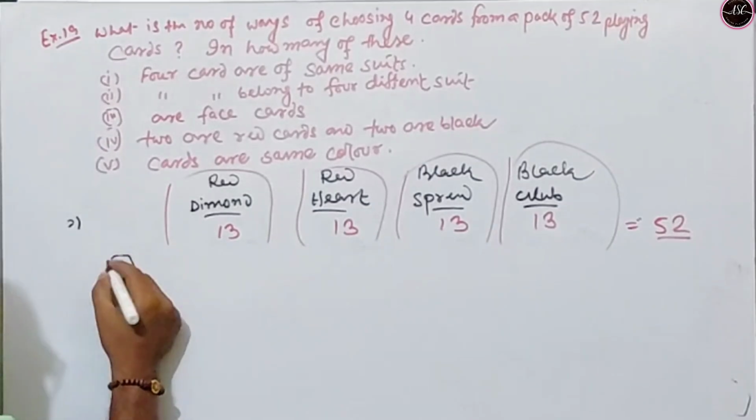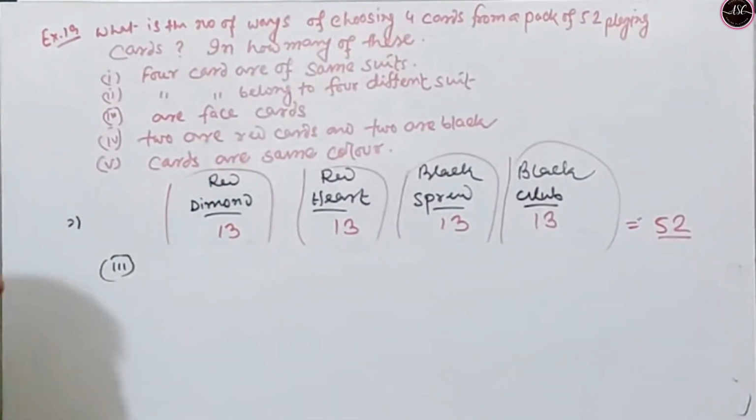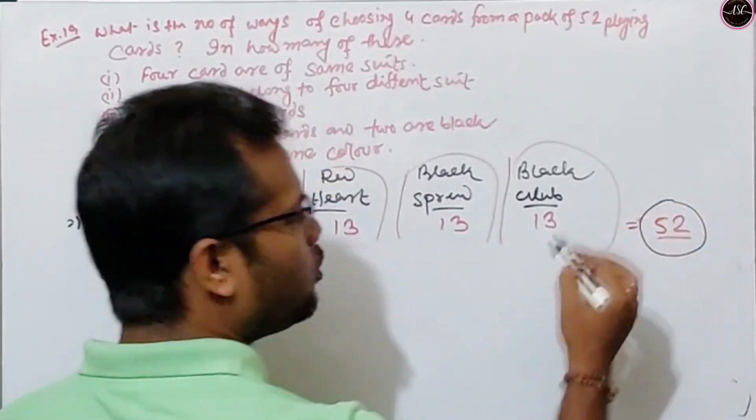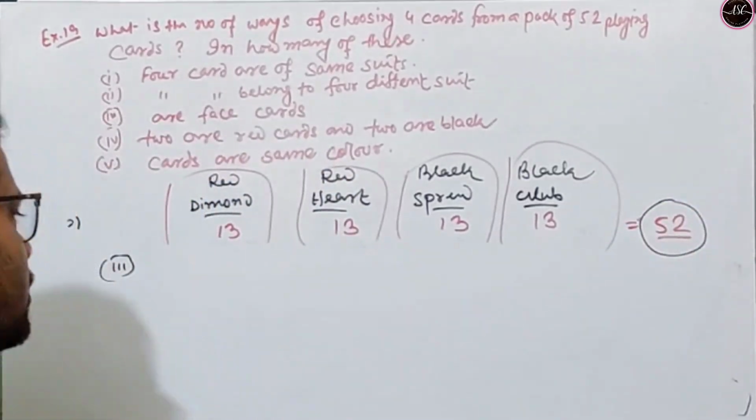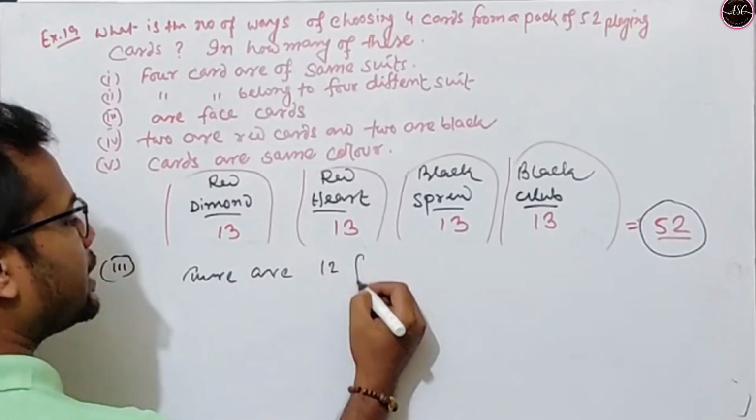For question number 3, the cards are face cards. We know among these 52 cards, there are only 12 face cards. So there are 12 face cards.